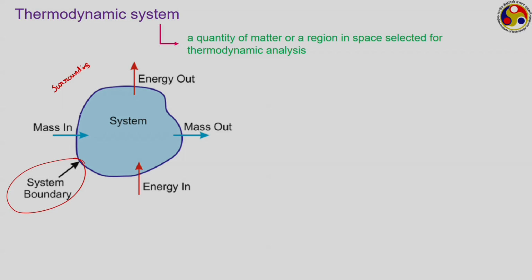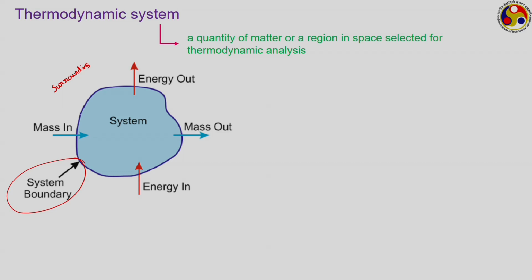And what are those interactions? The interactions are primarily in the mode of either mass or energy or maybe both. So, mass can enter the system from surrounding or can leave the system to move to the surrounding. Similarly, energy can also move in or out of the system. Accordingly, the total energy content and mass content of the system can change.